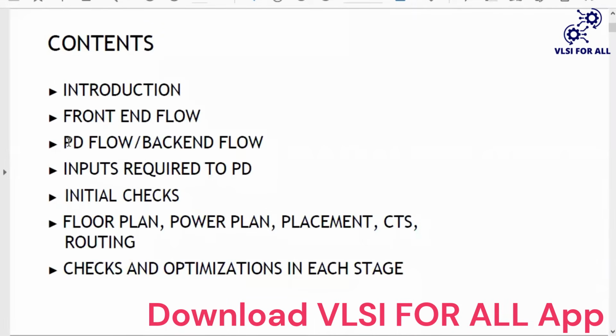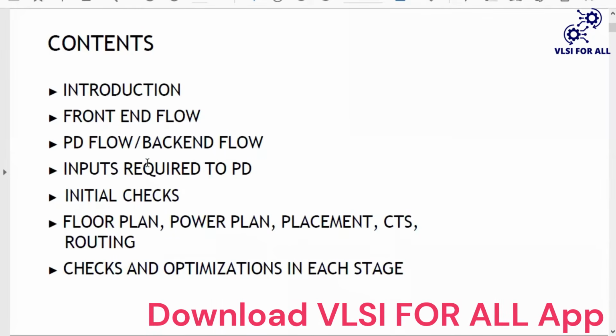Yeah, there are front end and back end flows. Every front end and back end flow must require an input file. Every stage requires some input files. What we give as the input file, we get some output. Once our work is done, those output files will be included as the next stage's input. Those are the input and output requirements.